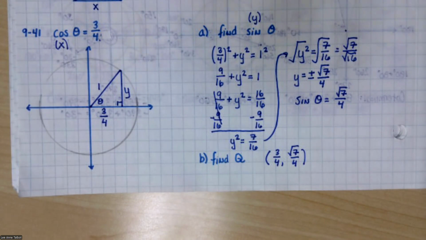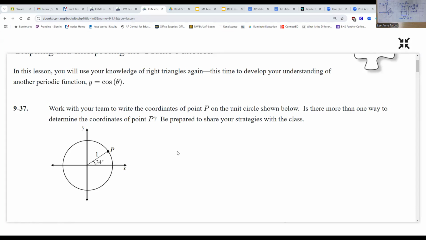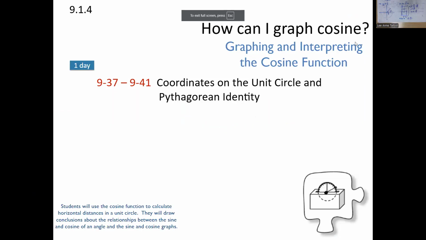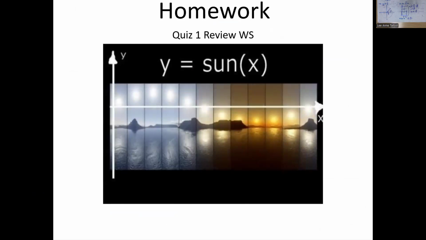Okay, can you guys find the homework, please, in your packet? Oh, also I have a joke for you. And I'm gonna ruin something for you on your phone. Okay. So we just did coordinates on the unit circle and the Pythagorean identity. And here is your homework, the quiz one review.